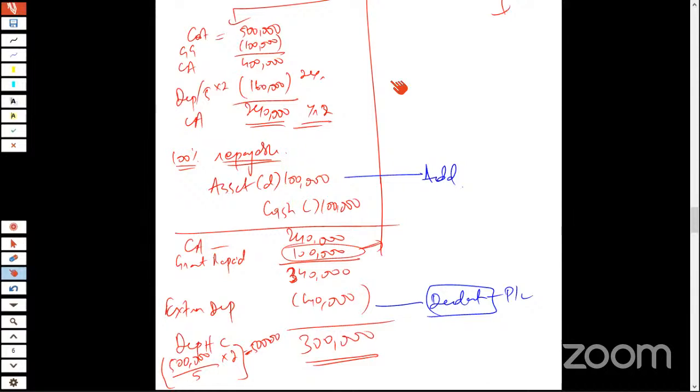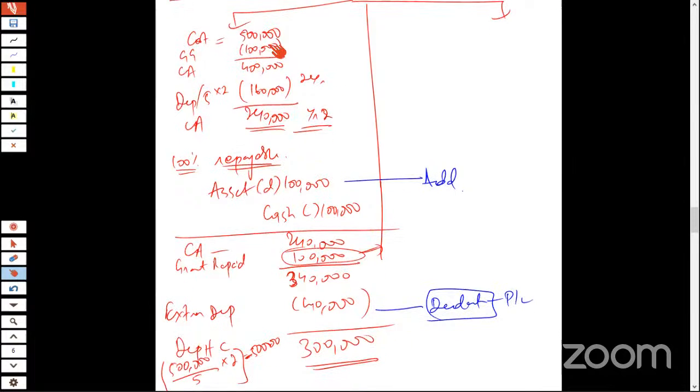Okay, let me come again. Now see, the asset was 500,000. The government grant of 100,000 was received. The carrying amount remains 400,000. The depreciation is over a period of 5 years. The 2-year depreciation is 160,000. The carrying amount is 240,000.